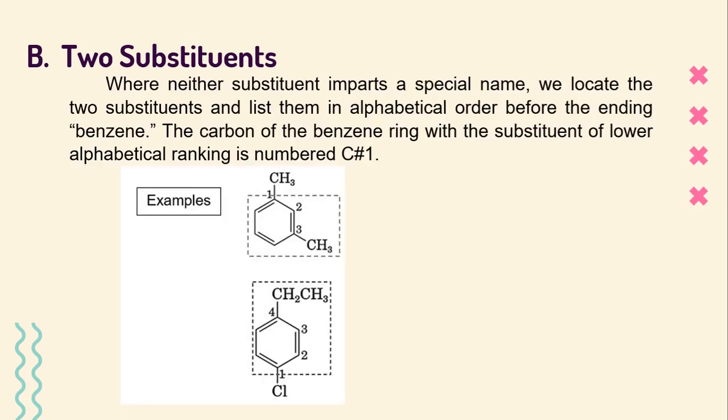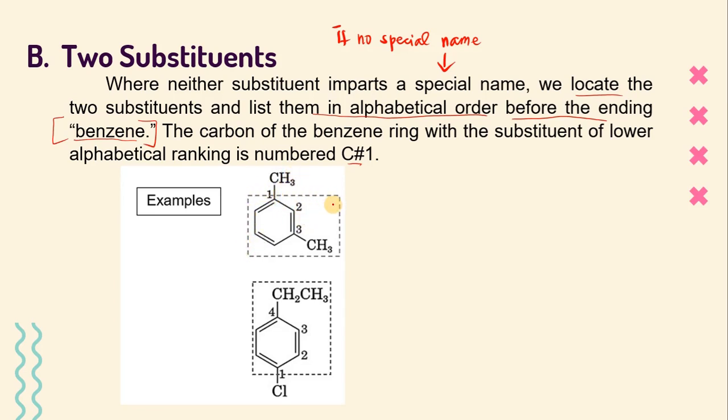Now let's continue. Let's have another example. In another case where neither of the 2 substituents imparts a special name. So if no special name, locate the 2 substituents. And same as before, list them in alphabetical order before the ending benzene. So alphabetical order plus benzene. The carbon of the benzene ring with a substituent of lower alphabetical ranking is numbered 1. Again, the carbon on the benzene ring whose substituent comes first in alphabetical order is the one that starts at number 1.